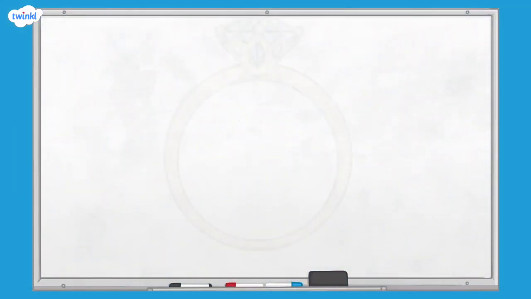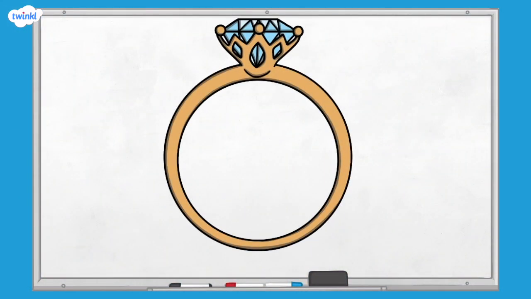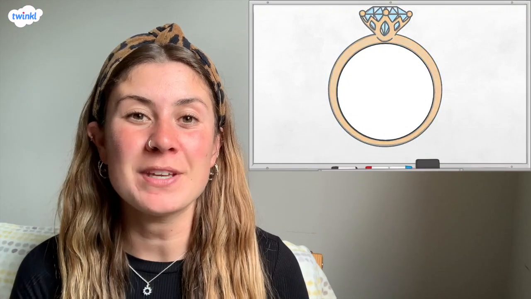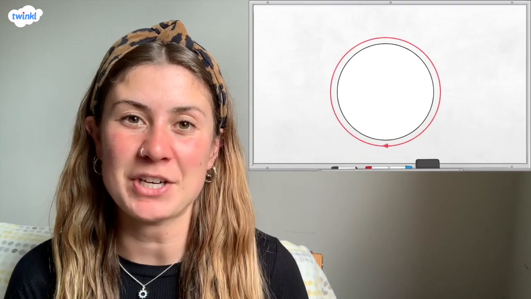Well, imagine you're designing a ring made to fit on a person's finger. You don't want the ring to be too big or too small, and you need to know the correct amount of material that's needed to make the ring. In order to do this, you would need to know the correct measurements of the ring. First of all, you might want to know what the distance around the edge of the ring measures.